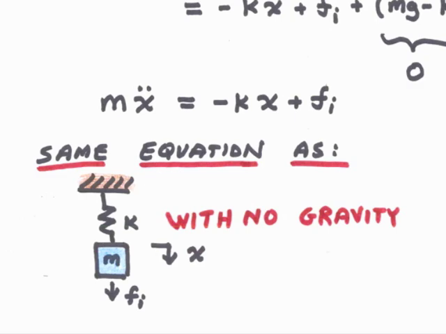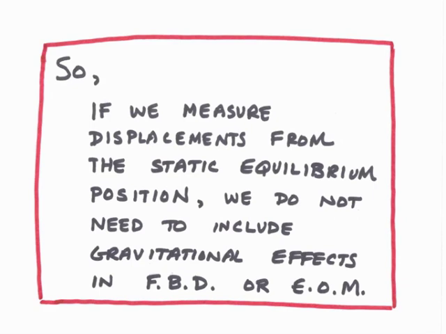Since it's the same differential equation as if there was no gravity, we know it'll have the same behavior as if there was no gravity. So we can analyze these systems with gravity by ignoring gravity, as long as we measure the displacement away from the static equilibrium position. So, if we measure displacements from the static equilibrium position, we do not need to include gravitational effects in either the free body diagram or the equations of motion. We can ignore gravity.